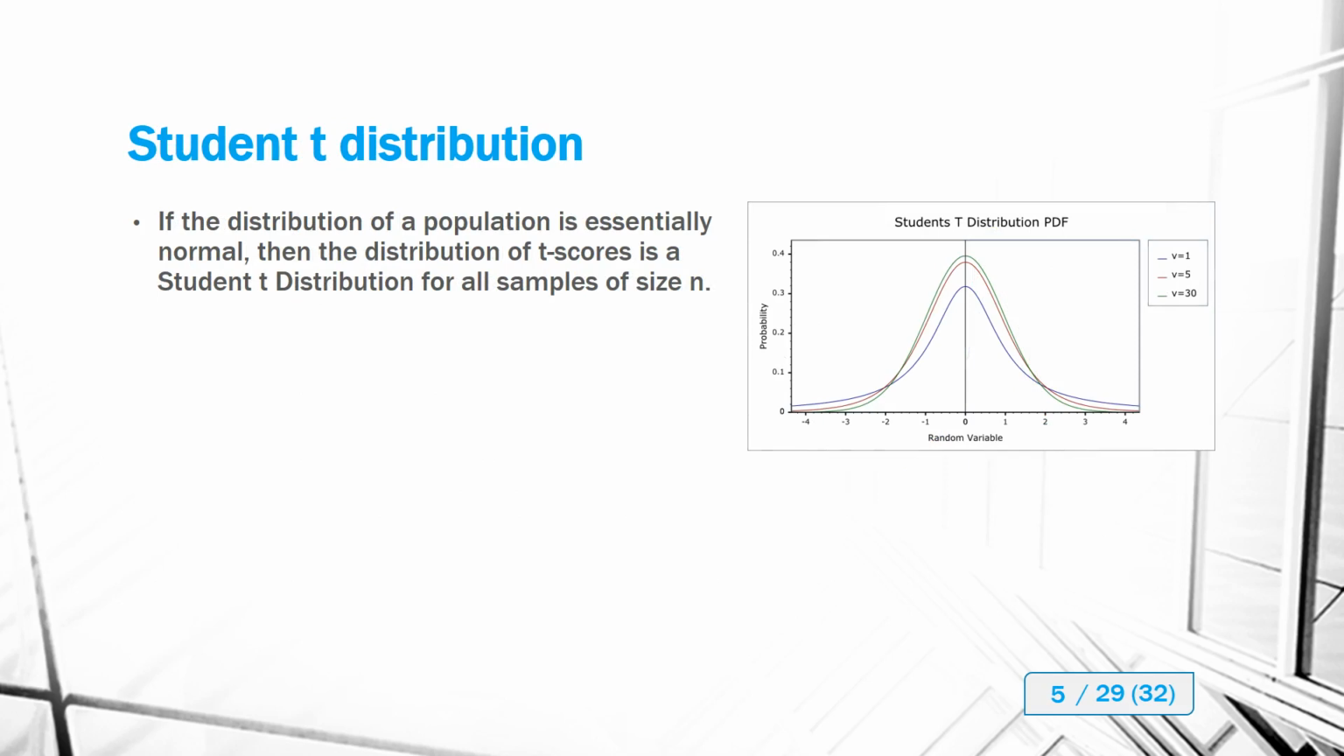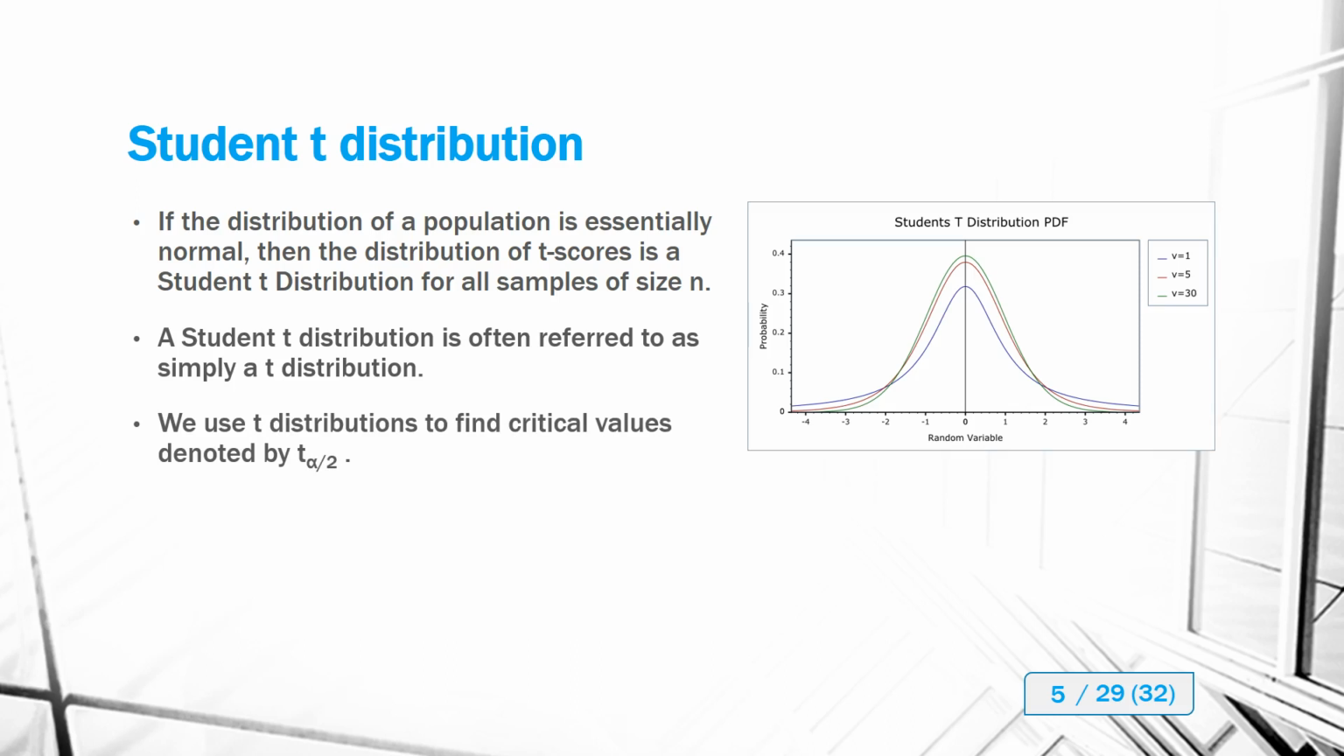If the distribution of a population is essentially normal, then the distribution of t-scores is a student t-distribution for all samples of size n. Basically, the student t-distribution, also referred to as the t-distribution, is what you see here in the graphic. And it resembles, in many instances, the shape and properties of a normal distribution. There are some important differences, however. We'll get into those in a moment.